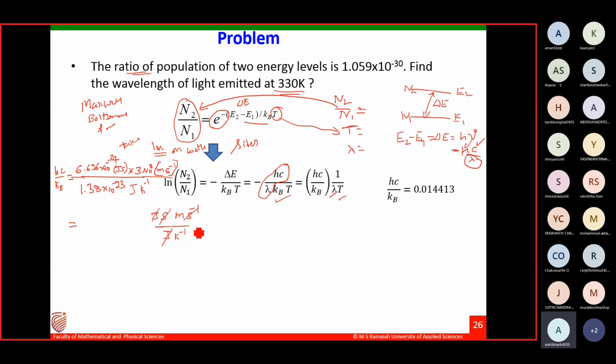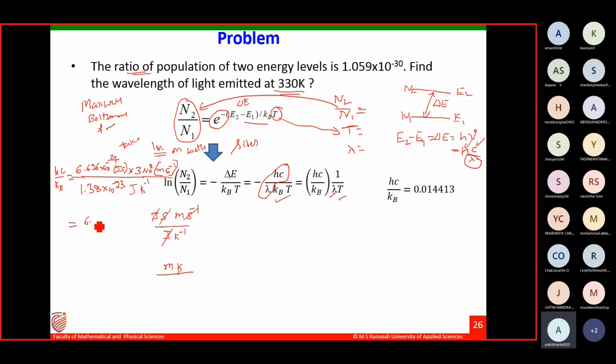Therefore, we are left with meter Kelvin in the numerator itself. This Kelvin goes to the numerator. That is meter Kelvin. Now, do the simplification of this calculation.